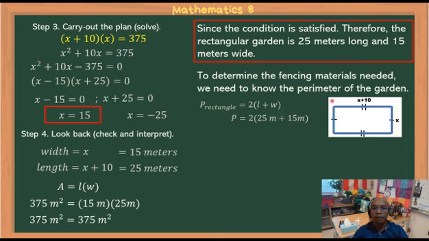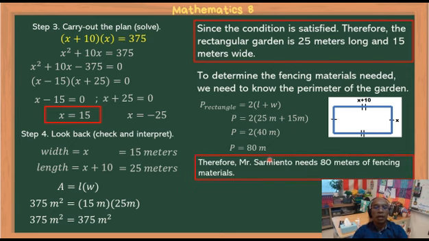Or if we can use it interchangeably, it's gonna be 2L, 2 length, because these two are equal, and the sum of 2 width. So perimeter is equal to 2 times 25, which is the length, and the width is 15 meters. So 25 plus 15 is 40 meters times 2. So therefore, the perimeter is 80 meters. Therefore, Mr. Sarmiento needs 80 meters of fencing material in order to enclose the rectangular garden.